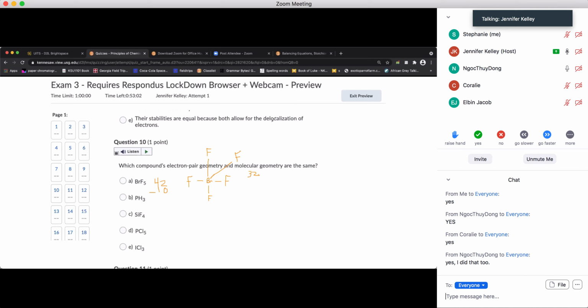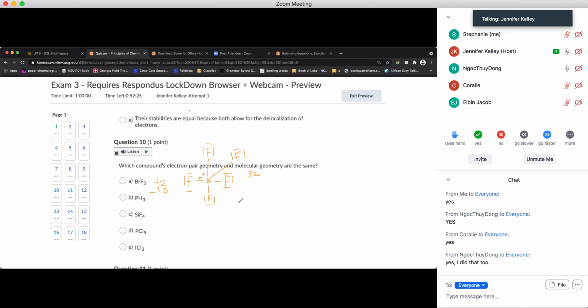I'm going to put 6. I'm going to draw a line like this instead of putting 2 dots just to save time. So that would be 6 electrons. Okay, so this one is going to have a lone pair. So its molecular and electron pair geometry are not going to be the same. So definitely not that one.